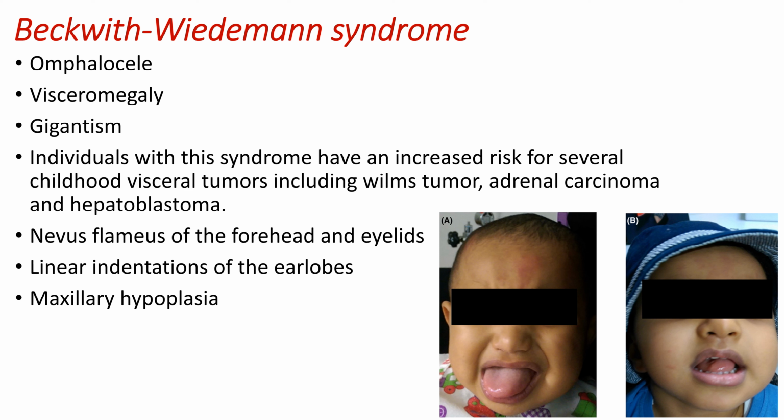and hepatoblastoma. In the picture you see these patients showing some abnormalities, that is the macroglossia, nevus flammeus of the forehead and eyelids, linear indentations of the earlobes, and maxillary hypoplasia. Some authors suggested that this syndrome follows an autosomal dominant pattern.